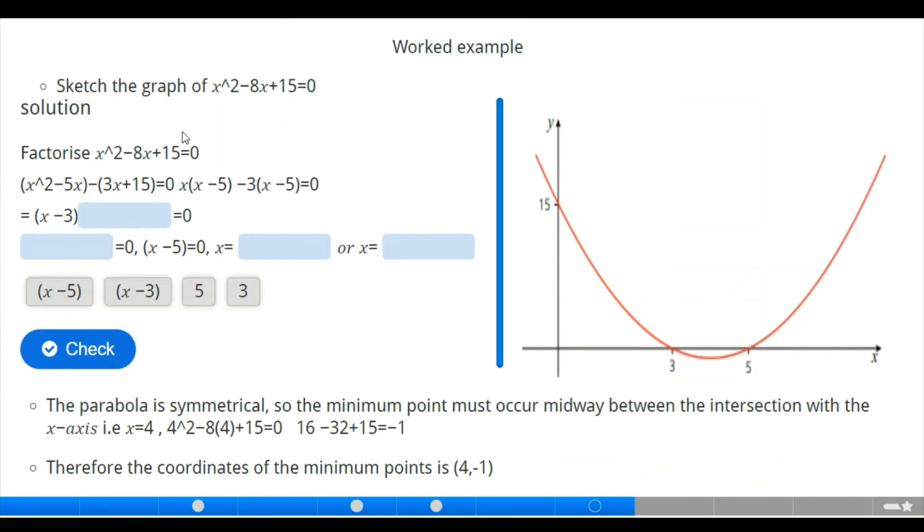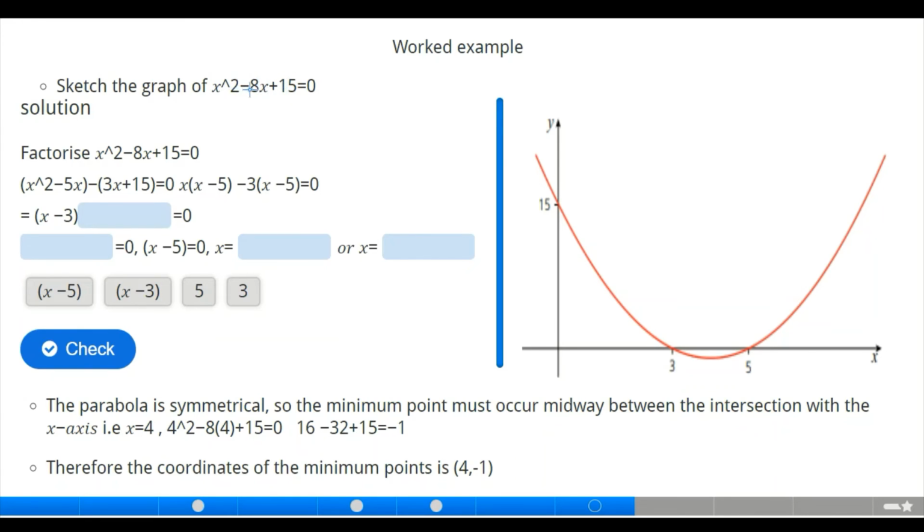We have to sketch the graph of x squared minus 8x plus 15 equals 0. So now what we need to do is equate the equation to y and solve for x. The very first thing we can do here is factorize. If you look at this type of equation, we can use the factorization method. We've solved that before. When you are factorizing, you look for two values that add together to give the coefficient of b and multiply together to give the coefficient of c.